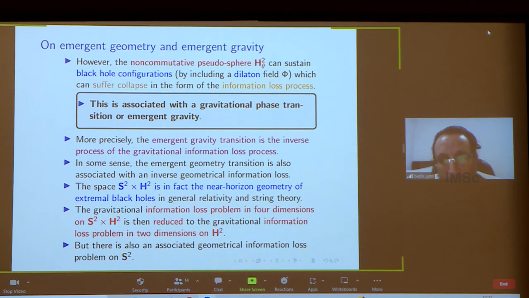Also, we will show that the emergent gravity transition is actually the inverse process of the gravitational information loss problem. So our understanding of the information loss problem is that it is the inverse process of this emergent gravity. We have an emergent geometry, which is the emergence of the pseudosphere from a Yang-Mills model, but we also have an emergent gravity, which is the emergence of an AdS2 black hole configuration from pure AdS2. And the inverse of this transition is our information loss process.